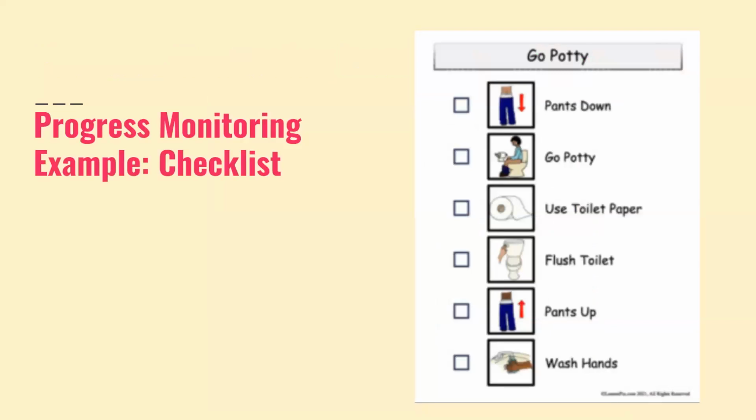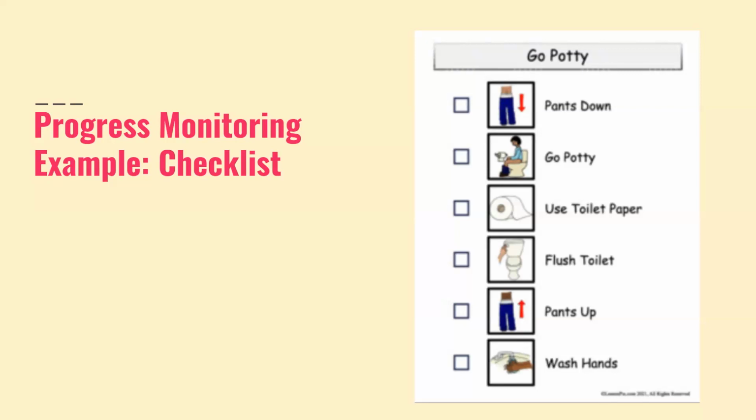Now let's focus on a progress monitoring that's specific to a functional behavior. So in this example, which would most likely be used in life skills classrooms, this would be a checklist that a student could use or also could be used to evaluate a student's progress. And this one would be about toileting or going to the bathroom.